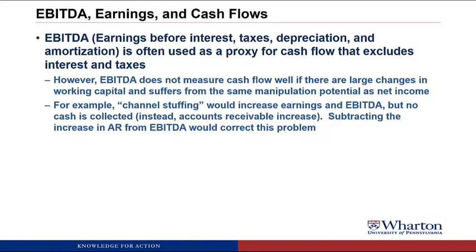So for example, let's think of a company that does channel stuffing. Channel stuffing is a situation where at the end of a quarter, the company's trying to meet an earnings target, so they ship a bunch of product to customers in order to book the revenue, which would then increase earnings, and of course then increase EBITDA. But there's no cash that's collected. The customers haven't paid us yet. Instead, accounts receivable go up. So EBITDA would consider this channel stuffing as a cash flow, but it's not a cash flow. Now, if we took EBITDA and adjusted for this increase in accounts receivable, then we would have a good measure of cash flow. And I'm going to talk about this more in the next video.